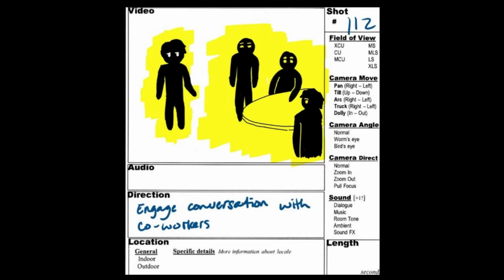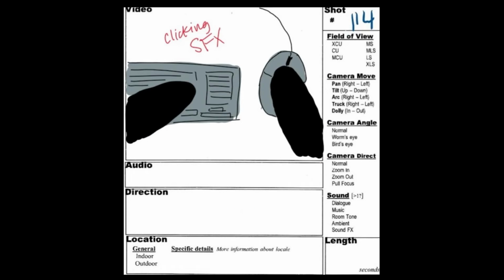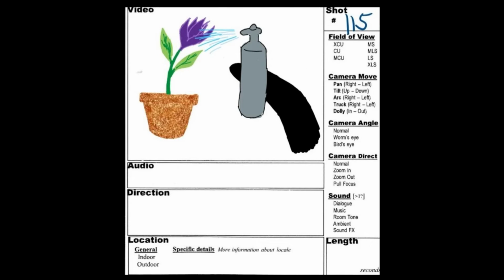And he's going to engage in conversation with coworkers, and this little yellow aura is going to start growing around our main character, symbolizing that he has changed, and now he's socializing with others. His mood has changed for the better, and he's going to go back to his desk. After that, a little bit more of working, clicking sound effects, we're using the same shot we used before, and then the plant's going to start blooming as he keeps on watering the plant each and every day.